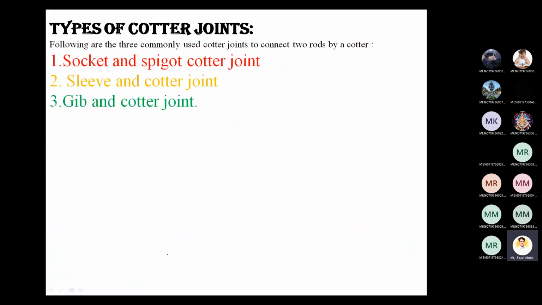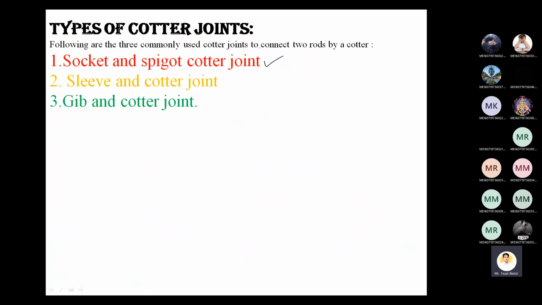Coming to the types of quarter joints, there are three types: socket and spigot joint, sleeve and quarter joint, and gib and quarter joint. These three are the main ones as per your syllabus. Today I'm going to discuss the first one, the socket and spigot joint.